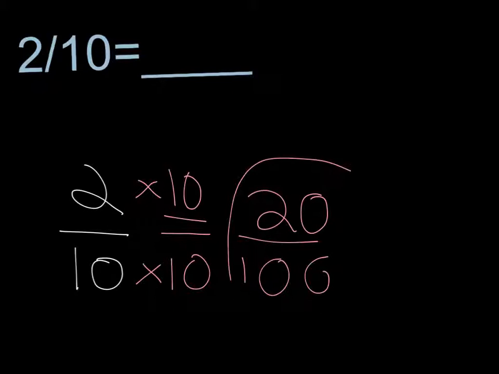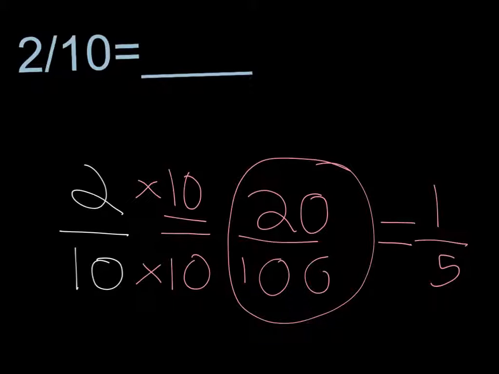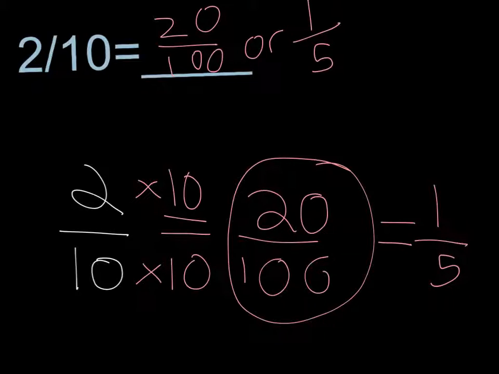So here is another equivalent fraction for 2 tenths, which is 20 over 100. We could also make this an easier fraction by simplifying it to 1/5, because 20 goes into 100 5 times. So 20 100ths, or 1/5. 1/5 would be the equivalent fraction for 2 tenths if you divided it by 2.